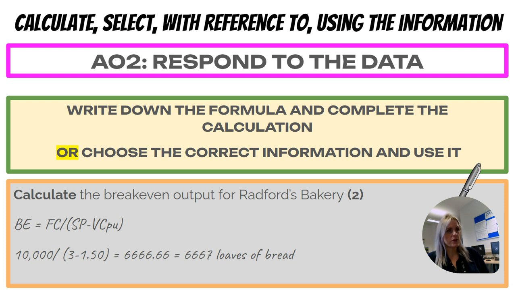For assessment objective 2, it might be making a calculation, making reference to the information in the text or using the information. So these are normally 2-mark questions. So for example, here, if it's a calculation, you might write down the formula. That normally earns you 1 mark in itself, and then you complete the calculation for the 2nd mark. Or it might be extracting a piece of information from the case study and then using that to answer the question.